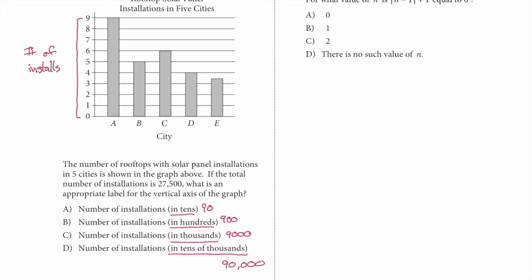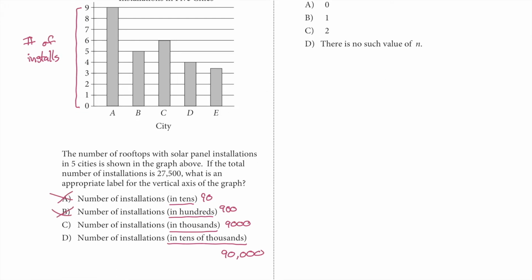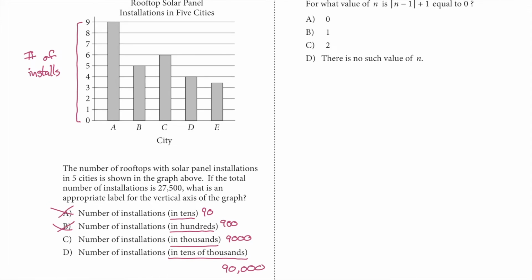So if we look at this data, we can see it's clearly not A or B. If we were to do tens of thousands, then this would be 90,000. But we know that our maximum for the total is 27,500. So the only answer that makes sense is C.